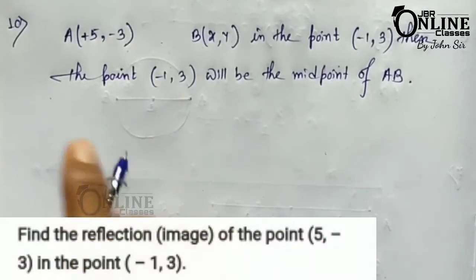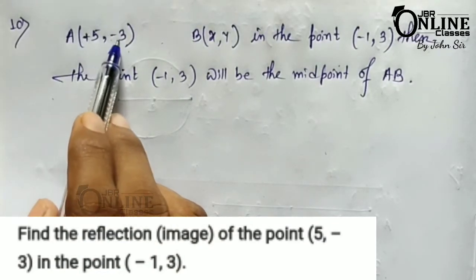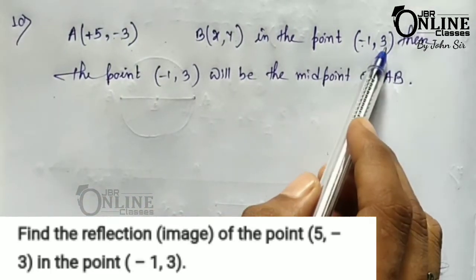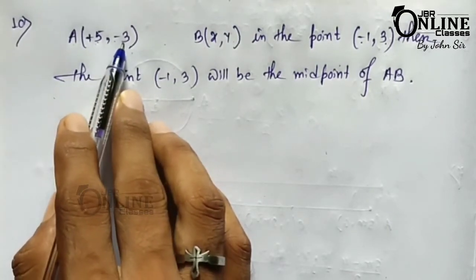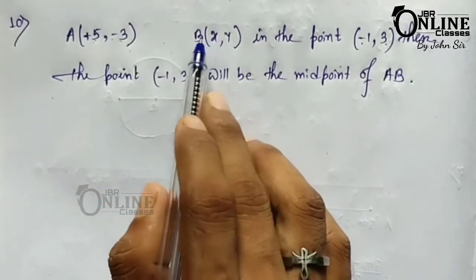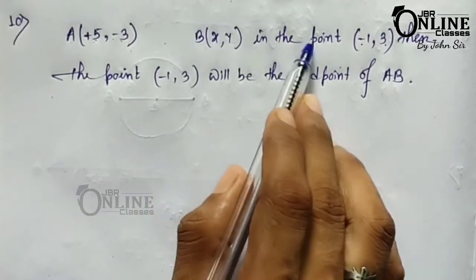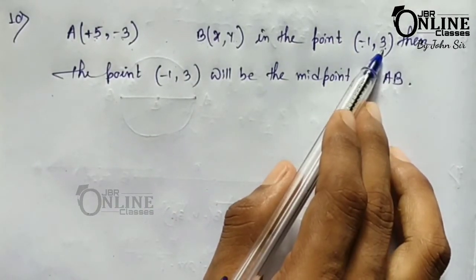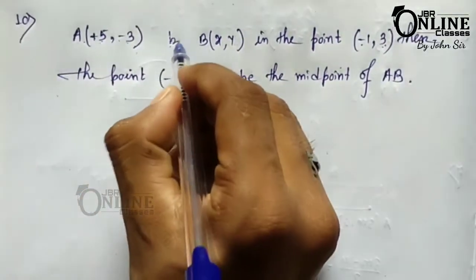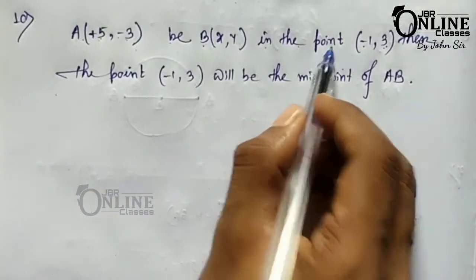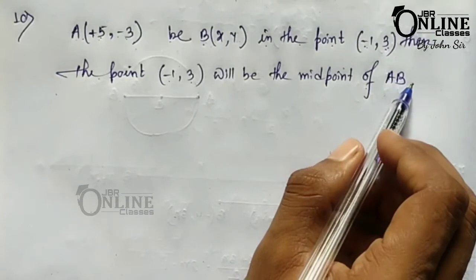So here sum number 10. In sum number 10, find the reflection image of the point 5, minus 3 in the point minus 1, 3. So let the coordinates of the given point be A, that is 5, minus 3, and let the image point be B, so let the point B be x, y. So B is the image of the point A in the point minus 1, 3, then the point minus 1, 3 will be the midpoint of AB.